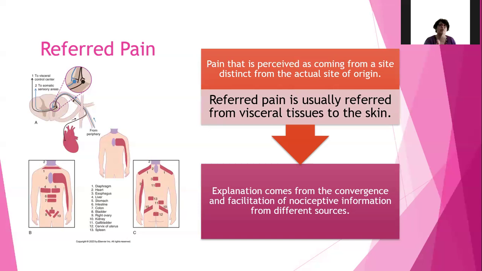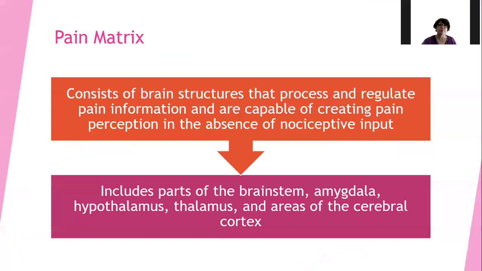There are specific pain referral patterns. This is the diagram from the book. Different organs refer to specific different cutaneous areas, and that's because of their neural connections in the spinal cord. The pain matrix consists of brain structures that process and regulate pain information.